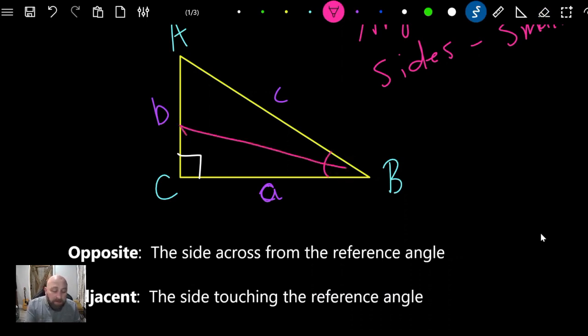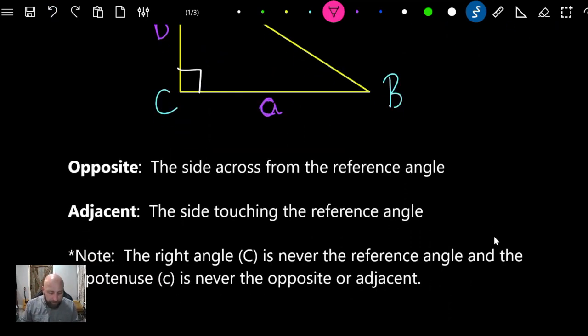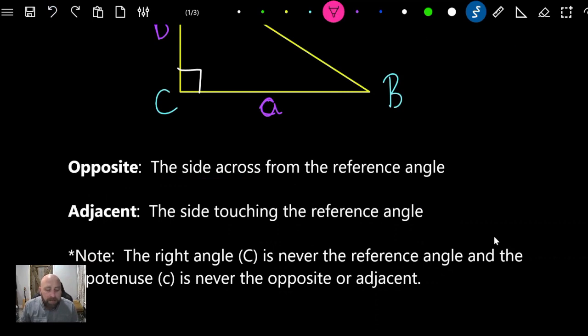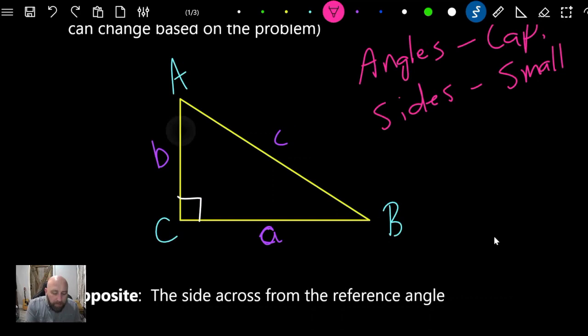Well, it's going to be the side across. So now B is the opposite. Opposite means literally it's on the opposite side of the triangle. The next word here is adjacent. Adjacent is the side touching the reference angle. So if my reference angle is A, then the side touching it is B.